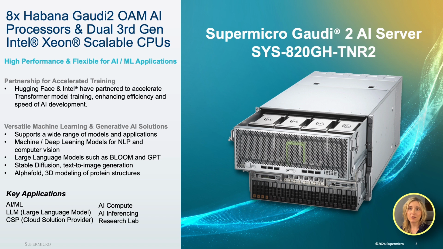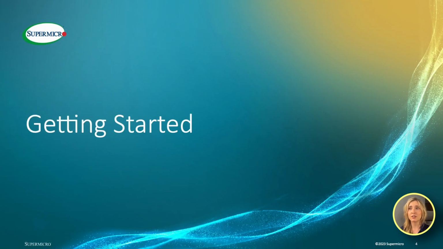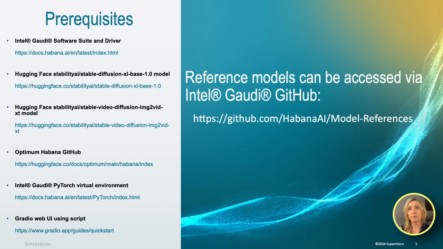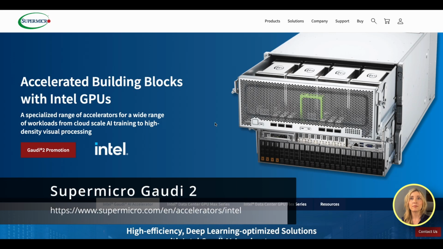Here's a sneak peek of the Supermicro Gaudi 2 AI server, which is designed for deep learning performance efficiency in both training and inferencing. This powerful platform is designed specifically for AI workloads and can help accelerate your machine learning models. For our prerequisites, please refer to this list and note that we've downloaded both the models prior.